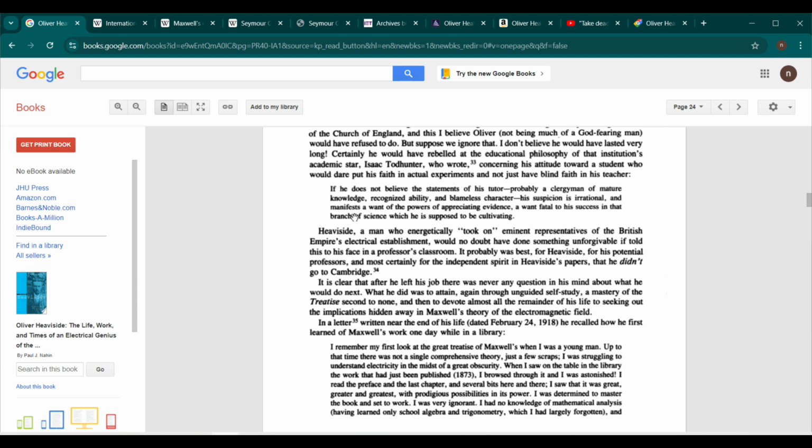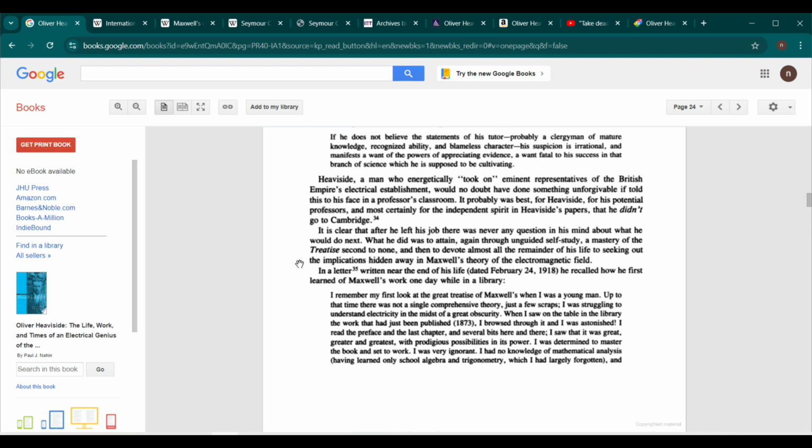Heaviside, a man who energetically took on eminent representatives of the British Empire's electrical establishment, would no doubt have done something unforgivable if told this to his face in a professor's classroom. It was probably best for Heaviside, for his potential professors, and most certainly for the independent spirit in Heaviside's paper, that he didn't go to Cambridge.